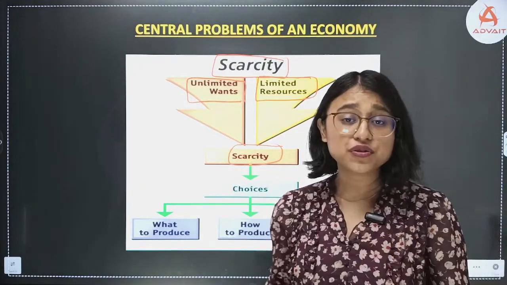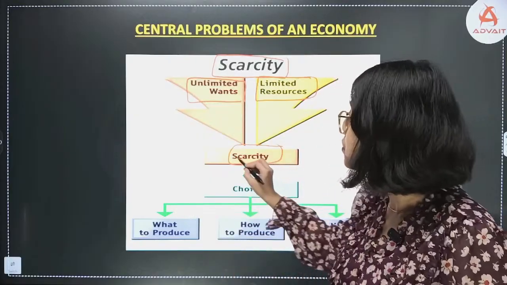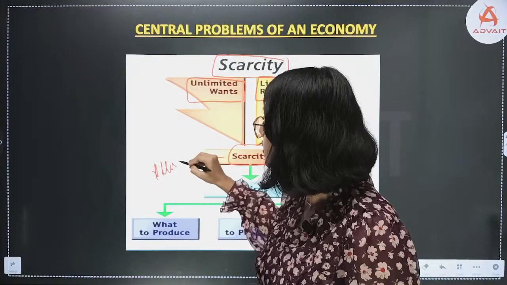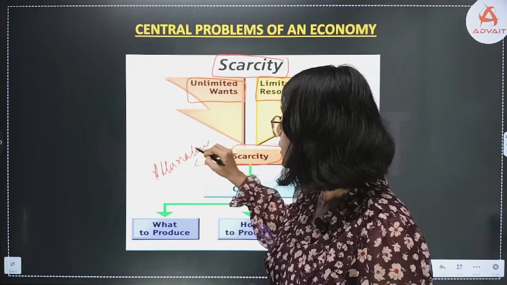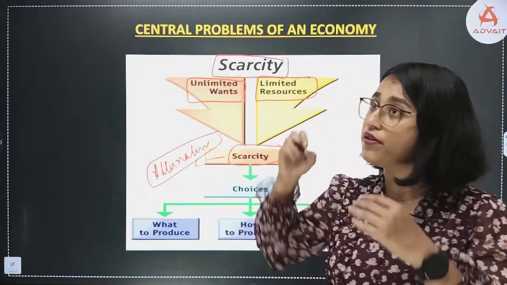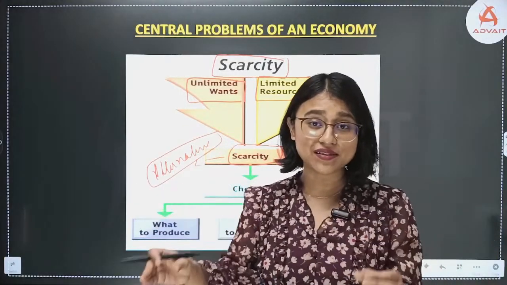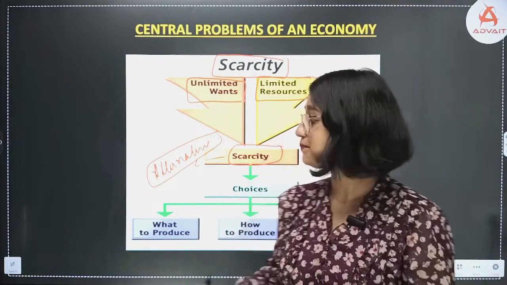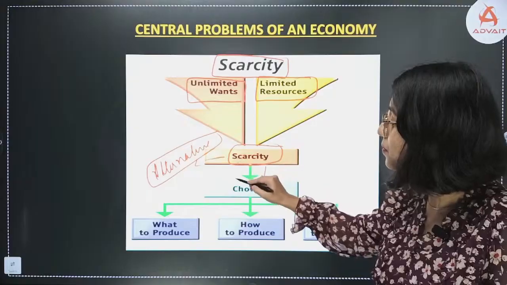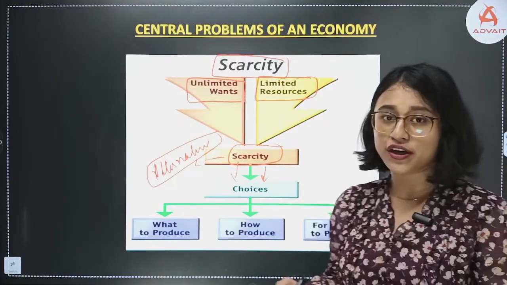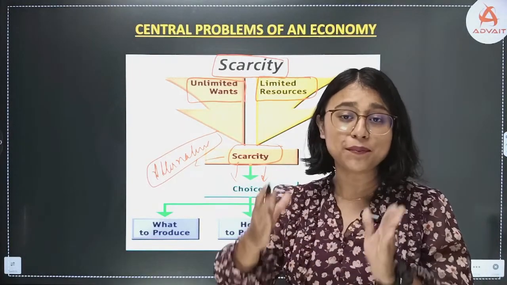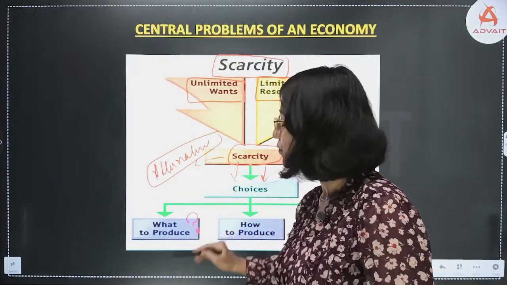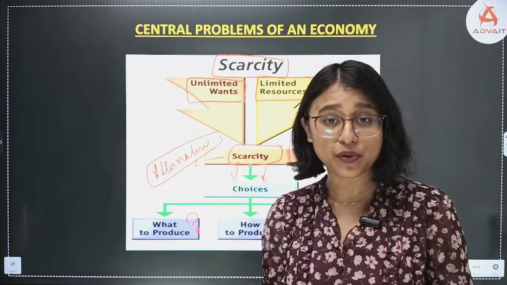And also there is not only scarcity, but resources have alternative uses. Resources have alternative uses, and therefore it means that the resources can be put to many other uses, which gives rise to the problem of choice. So it gives rise to the problem of choice. The problem of choice gives rise to three main central problems of the economy. What to produce? What will we produce? What will the producers produce?